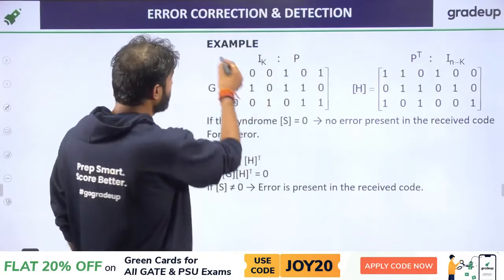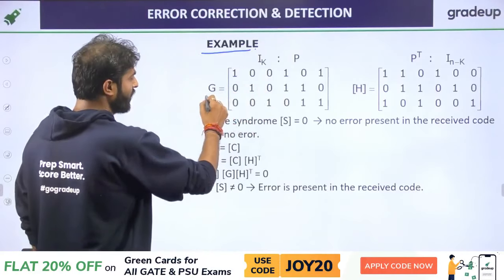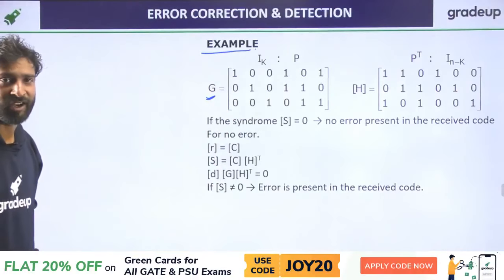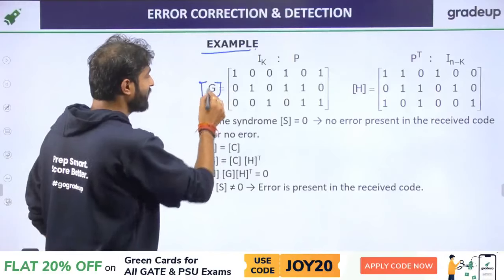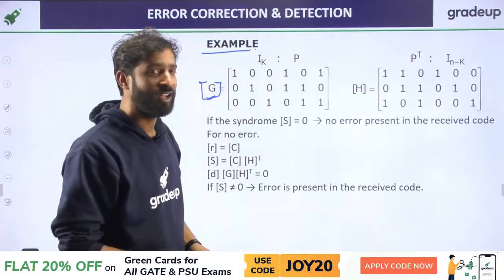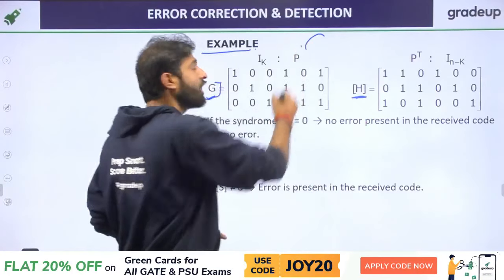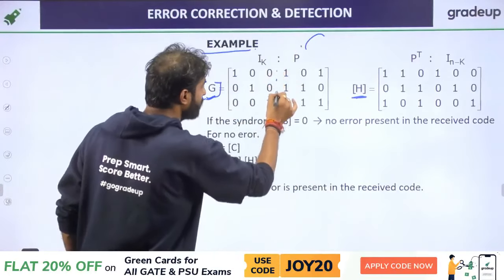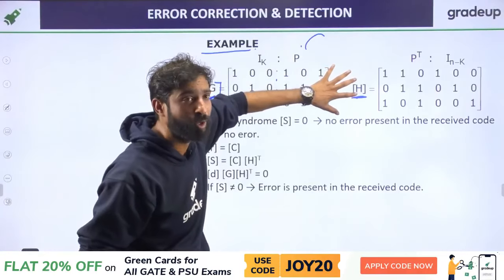Let's take an example. If I'm telling you it is a G matrix, you all are aware what a G matrix is. The G matrix is just a generator matrix. If the G matrix is like this, how will we get the H matrix from it? Just remember, the starting three columns are just an identity matrix I. After that there will be the parity part.